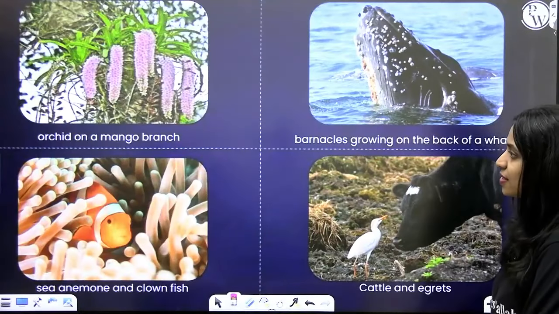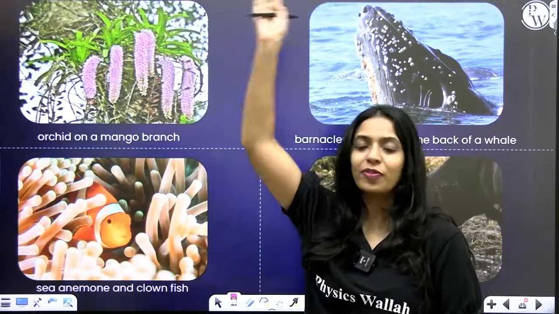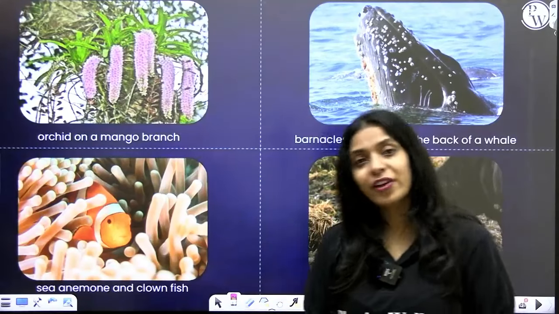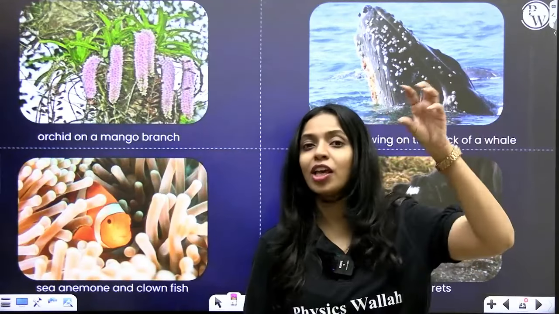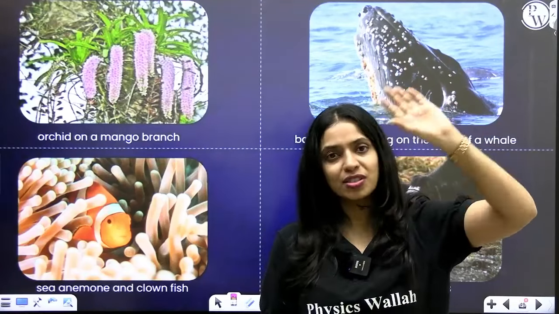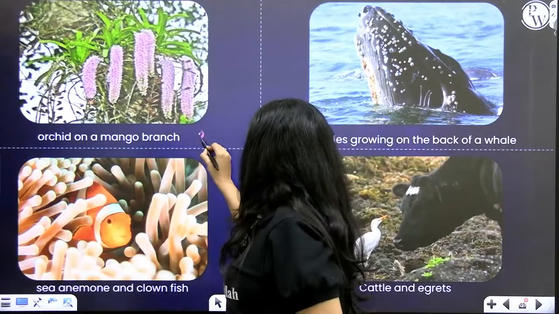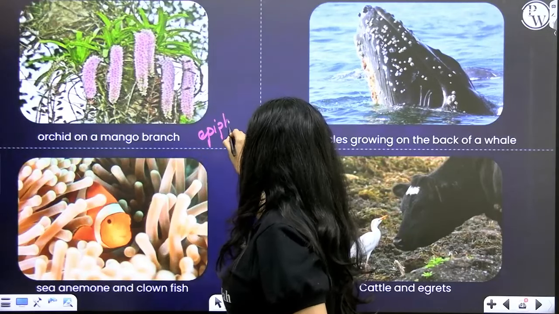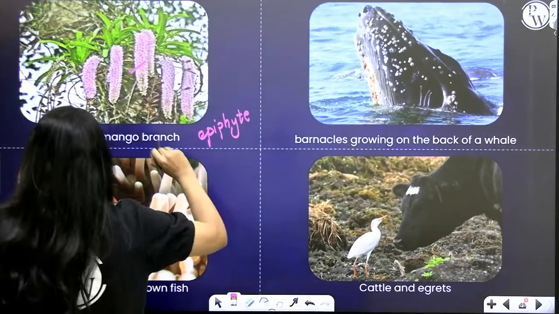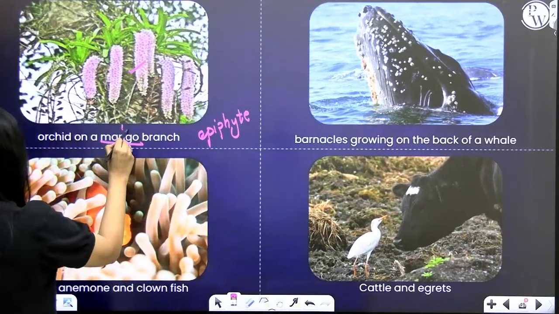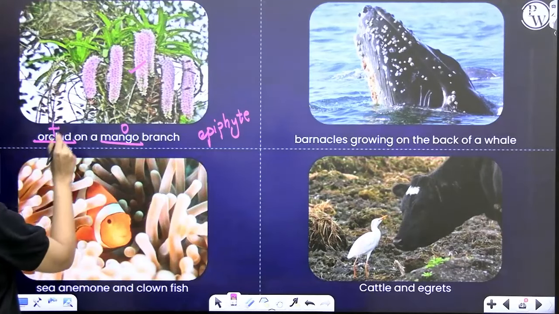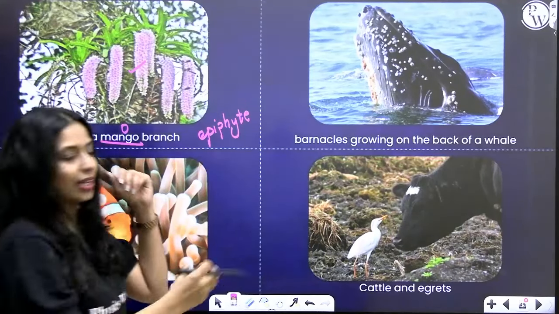Where can we see this? You may have seen how orchids grow on top of other trees, right? For example, here you have an orchid growing on the branch of a mango. Over here, the orchid is not clinging onto the mango and deriving nutrition from it like a parasite. It's just there. It's an epiphyte. It is just growing on top of it, but it's doing it no harm. Okay? So here, the orchid is benefited, but the mango is neither benefited nor harmed. The orchid is benefited because it's getting support from the mango to cling on.